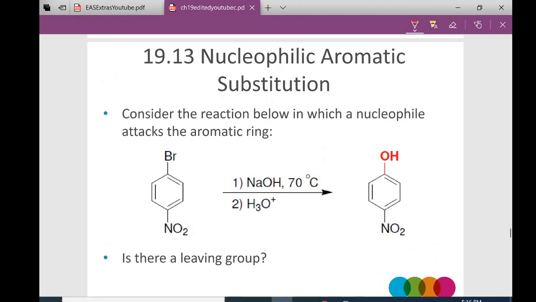Okay, so that brings us to the end of this section of the chapter on electrophilic aromatic substitution. I'll get back to nucleophilic aromatic substitution and elimination addition next time.